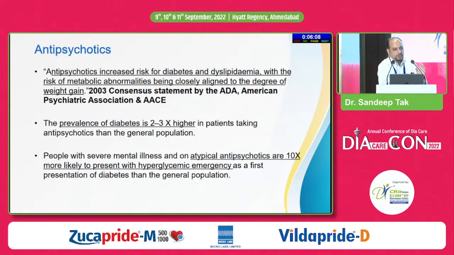Coming to the antipsychotics, it is a very important thing. In fact, in 2003, there was a consensus statement by the ADA, American Psychiatric Association, and ACE, that said that antipsychotics increase the risk of diabetes and dyslipidemia, with the risk of metabolic abnormality closely aligned to the degree of weight gain. Because weight gain is a very common problem with these drugs, and prevalence of diabetes is 2 to 3 times higher in patients taking antipsychotics than the general population. And people with severe mental illness and on antipsychotics are very much at high risk of developing hyperglycemic emergencies.